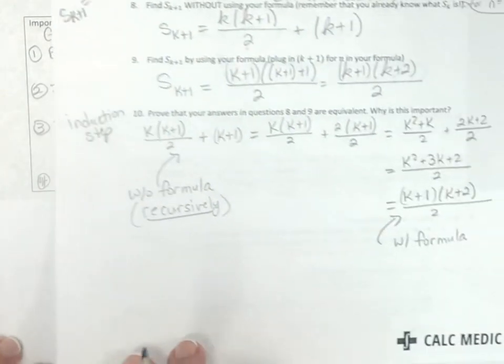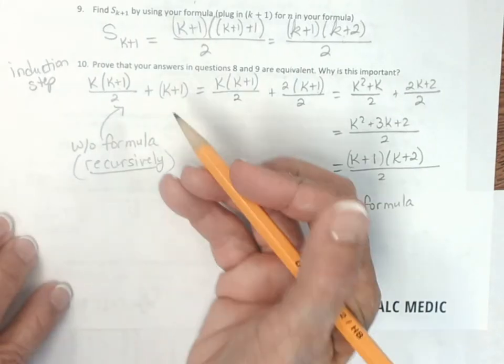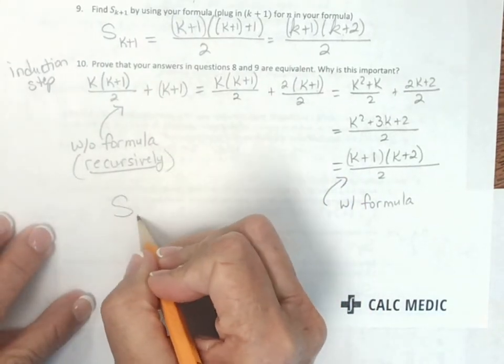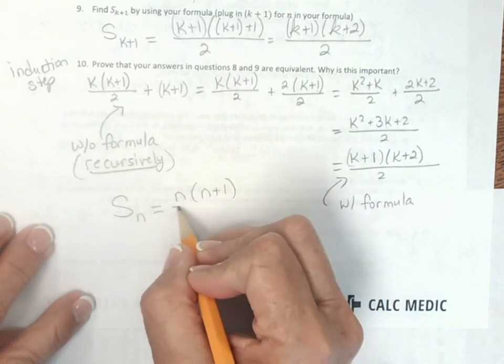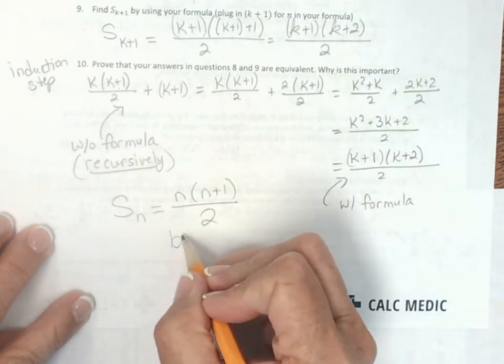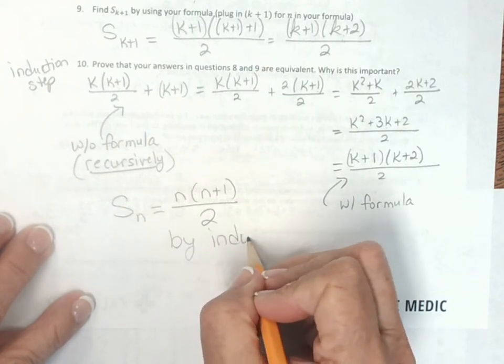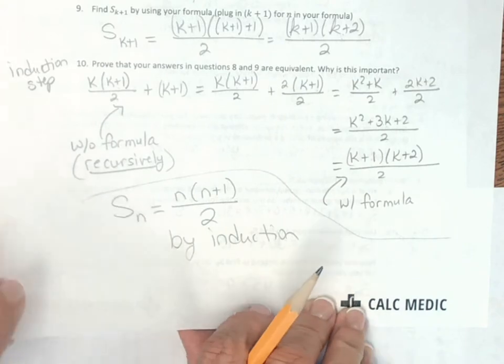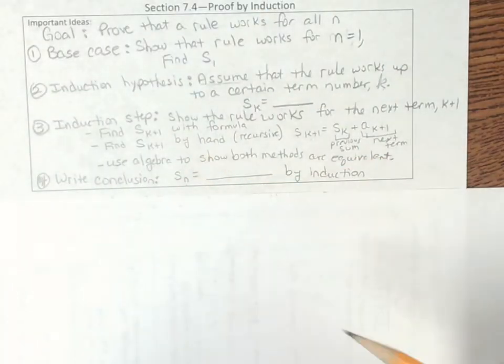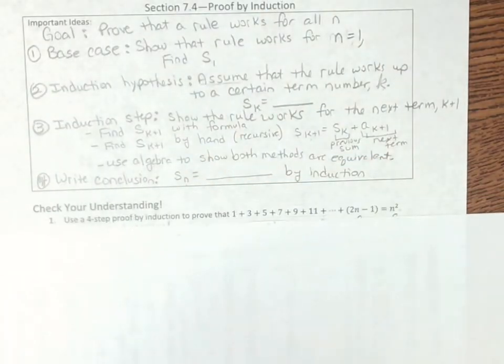I don't think I actually wrote a conclusion on here. So we would say that the sum of n terms is equal to n times n plus 1 divided by 2 by induction. That would be my conclusion. Okay, so those are the 4 steps. We now have 2 problems where you can check to make sure you understand it. So pause this video and give it a shot.